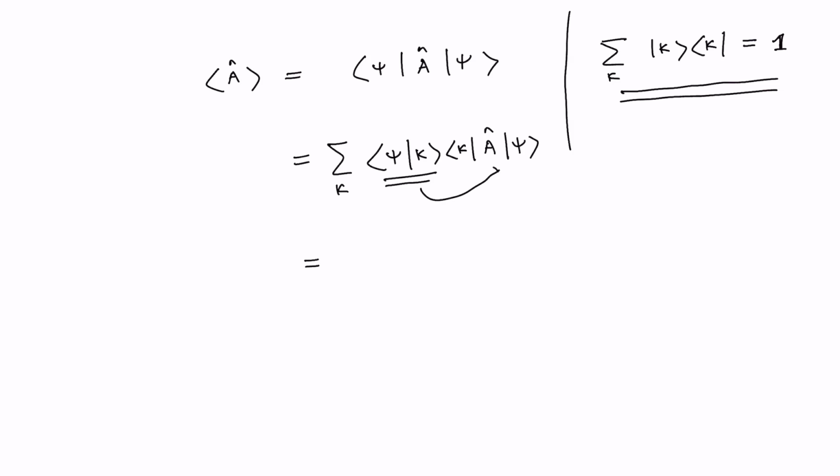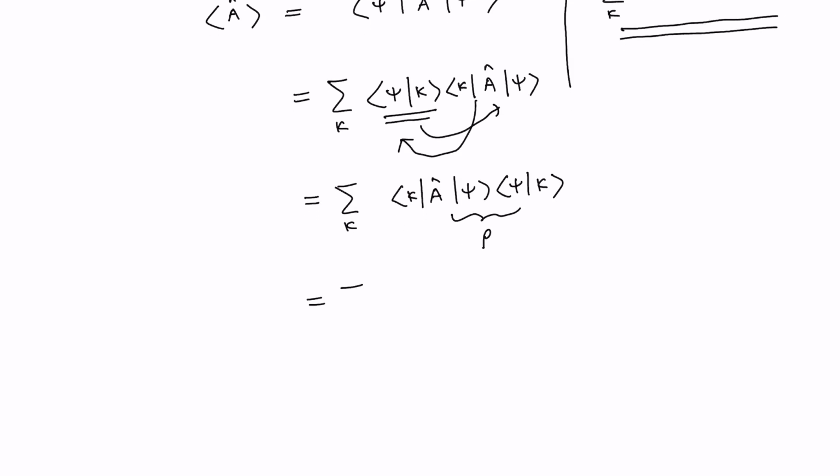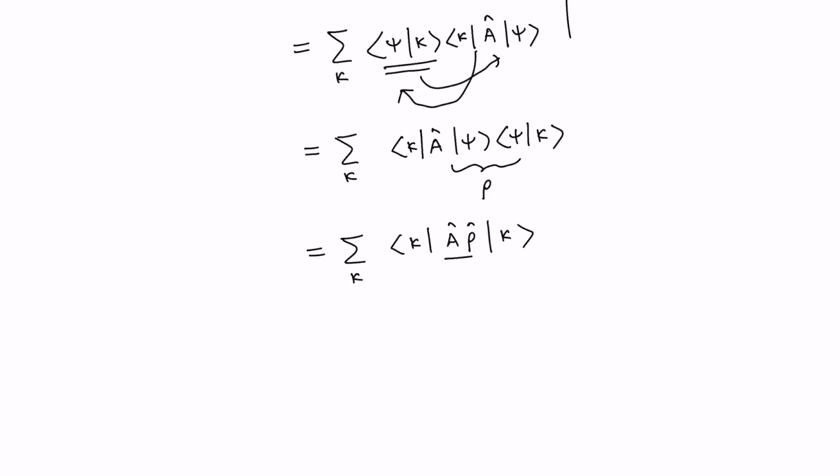I can take it this side and then write it in this form. So I have bra k A ket psi, and then the number bra psi ket k, which I am putting this side. Now you can recognize that this quantity is nothing but rho, the density matrix or the density operator. Therefore I have the sum over k of bra k A rho ket k. As you can see, this is the matrix multiplication of the density operator and the operator, and then I am taking the sum over k.